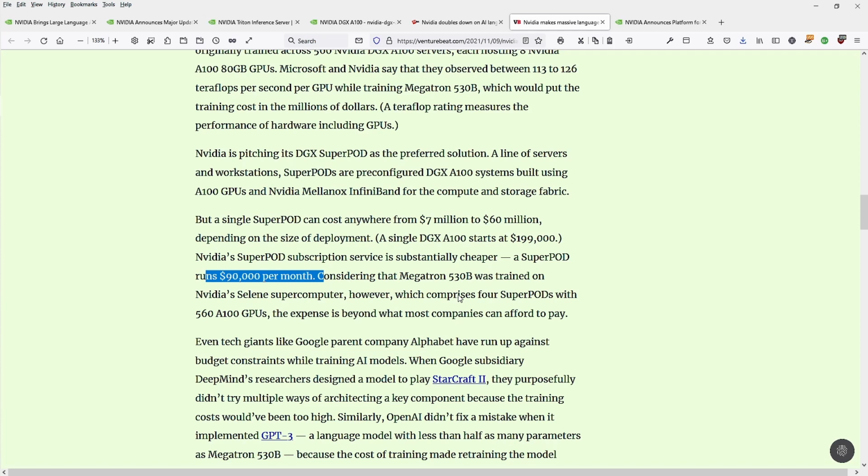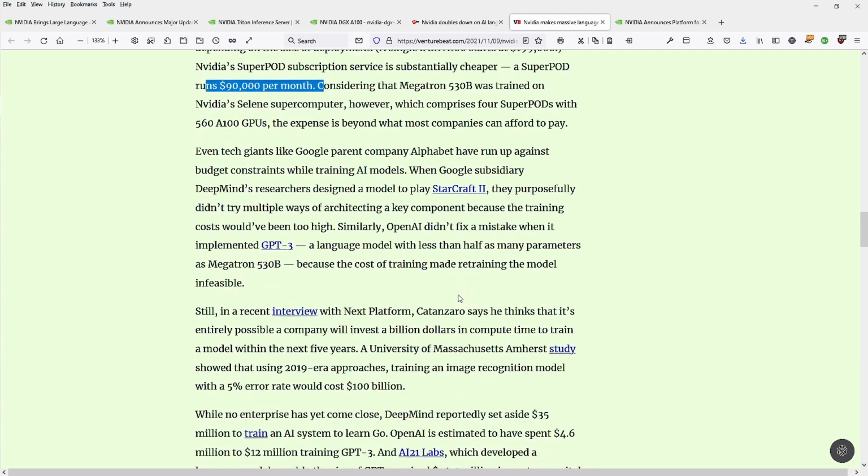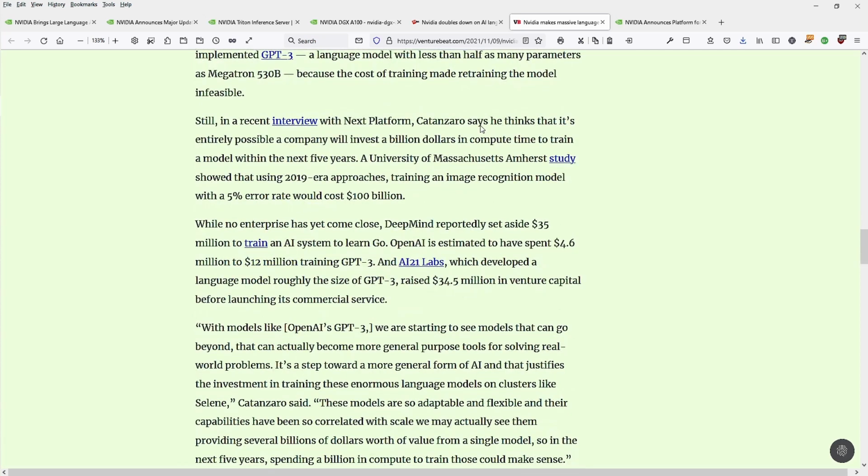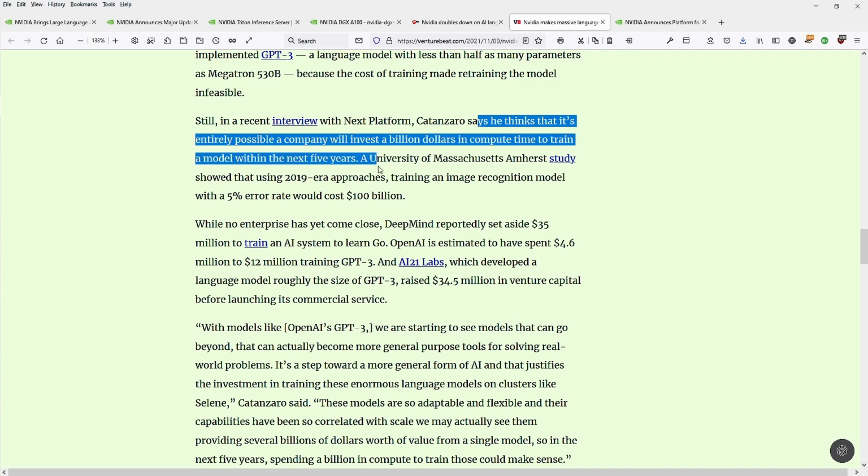So you can see how significant the investment is if you really train an LLM for your company, and then you deploy it. But if you think that this is the end, we have here a statement that it is entirely possible a company will invest $1 billion in compute time. Again, $1 billion in compute time to train an English LLM within the next 5 years.